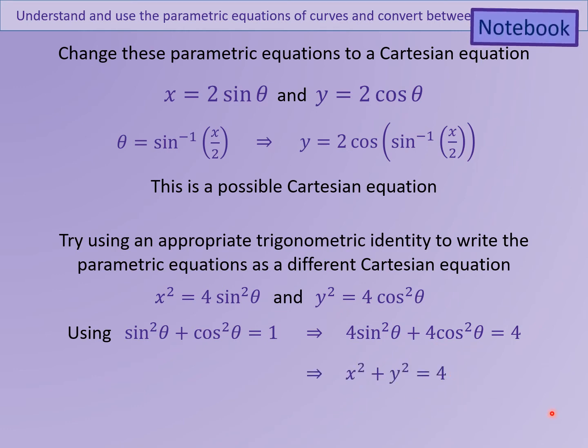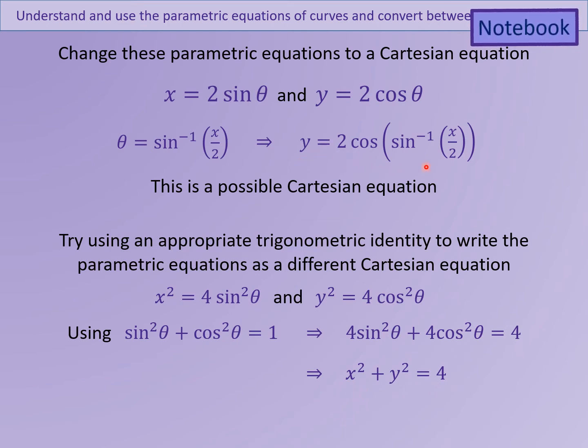And I ask you the same question again. What does that graph look like? What does x squared plus y squared equals 4 look like if you plotted it? I'd expect all of you to be able to say it's going to be a circle, centre 0, 0, radius 2, because it's 4 square rooted. So you can tell straight away from that what the equation looks like.